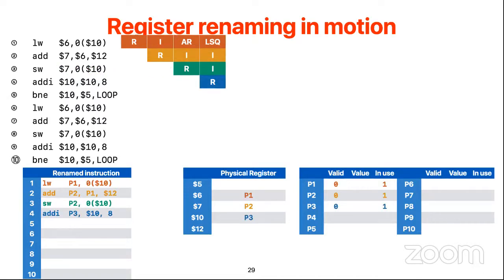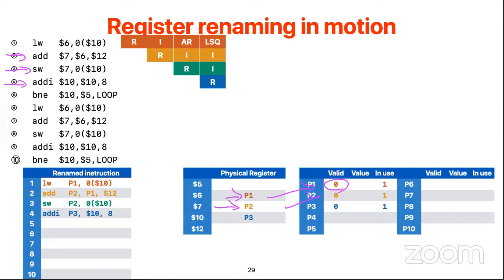And in the next stage, the load word instruction can go to the load store queue. And for the add instruction, we are still waiting for the 6 to be generated, because 6 is right now in P1. And if you look at P1, it's still not having a valid value for the later instruction to use. So you have to wait. So add has to wait. And for the store word instruction, the seventh value, which is in P2, is still also not valid, right?